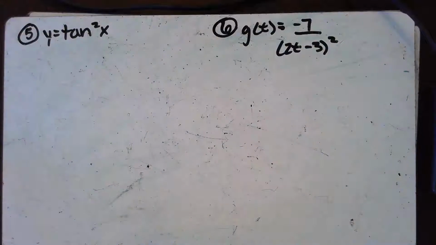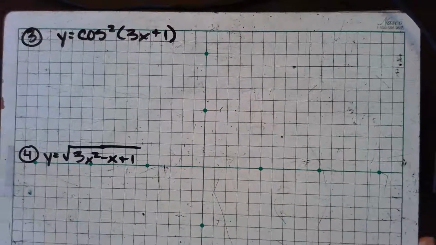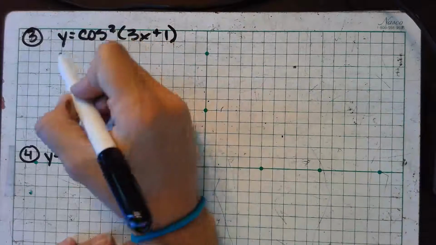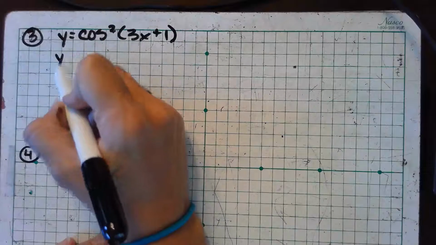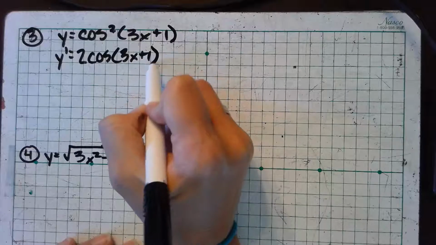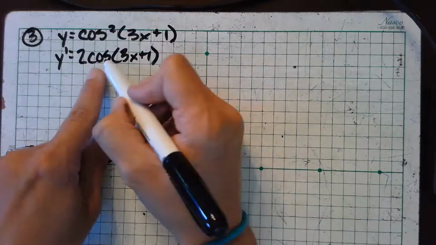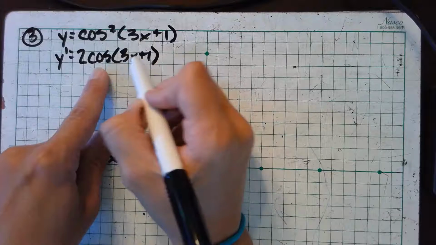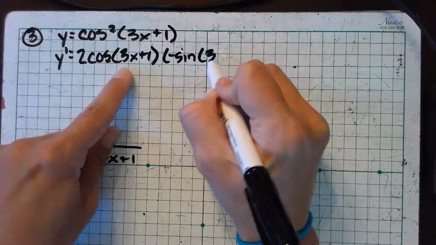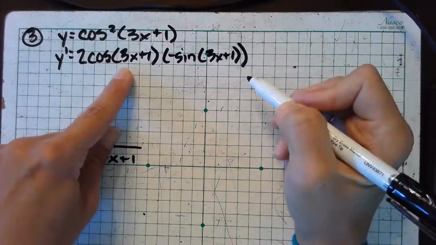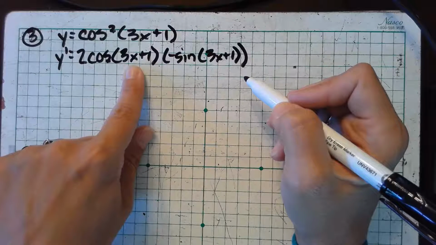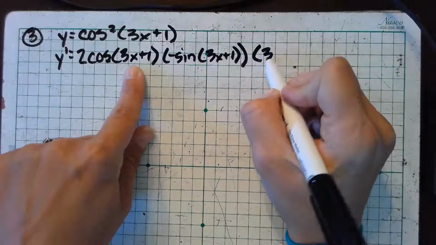All right, moving right along. Now, number 3 is a little bit different, because look, I have an exponent. Let's deal with that exponent first. All we do is bring that exponent out in front, and that becomes 2 cosine, and everything else stays the same. Now we work our way in. Okay, now you say, what's the derivative of cosine? Don't worry about what's inside. The derivative of cosine is negative sine, and you keep the 3x plus 1 there. And now we continue to work our way inside, and we say, okay, what's the derivative of the inside? Well, that's just 3.